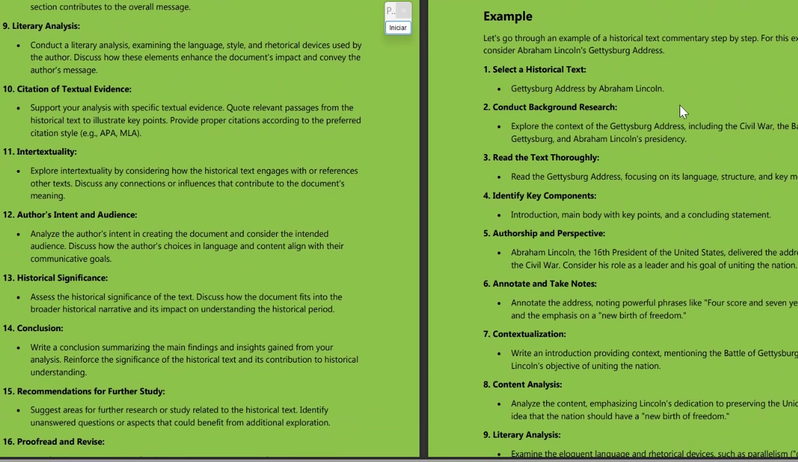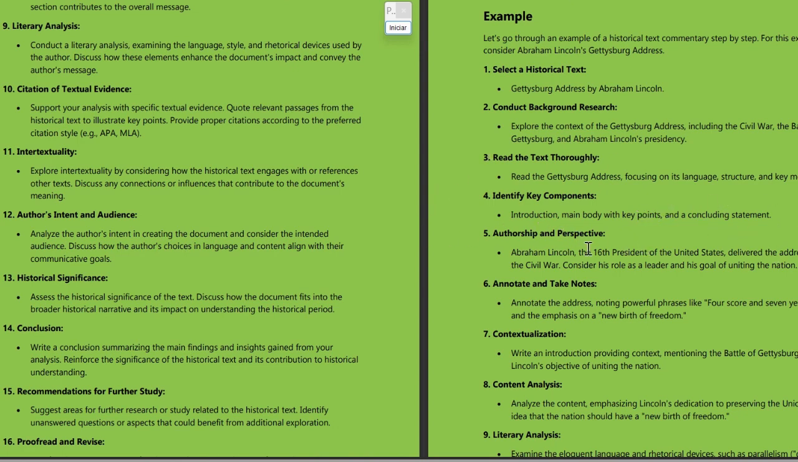We have here Abraham Lincoln's Gettysburg Address. So, select historical text: Gettysburg Address by Abraham Lincoln. Conduct background research. Explore the context of the Gettysburg Address, including the Civil War, the Battle of Gettysburg, and Abraham Lincoln's presence. Read the text thoroughly. Read the Gettysburg Address, focusing on language, structure, and key message. Identify key components: introduction, main body with key points, and a concluding statement.